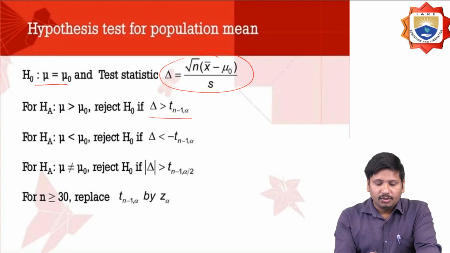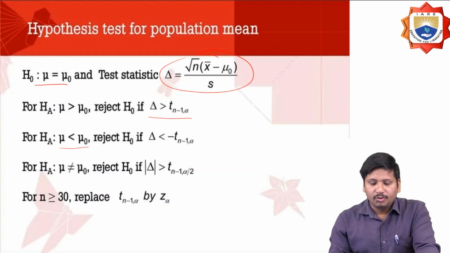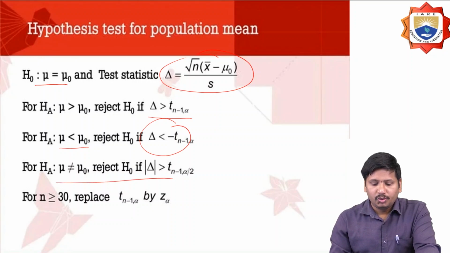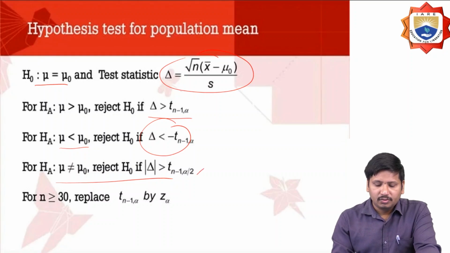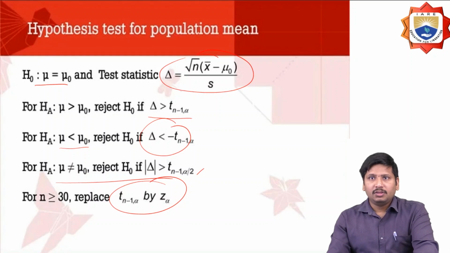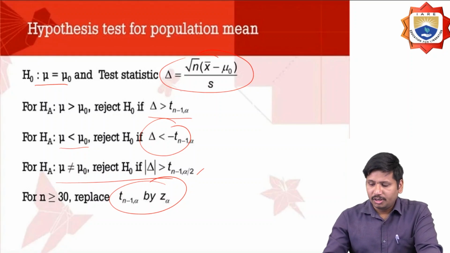And if mu is less than mu naught, similarly you can also reject H naught, and the delta value should be less than that. And if mu is not equal to mu naught, then the delta value should be greater than this value. And for all n greater than that, we can replace this with the value for calculating. So these are some of the sample tests for the population mean.